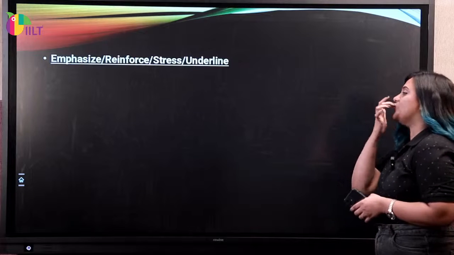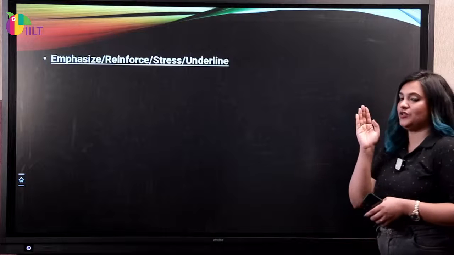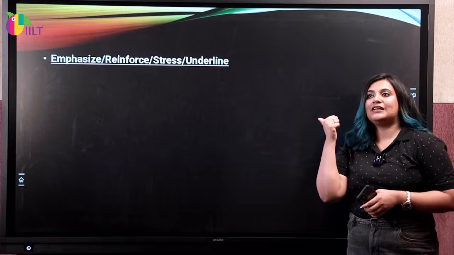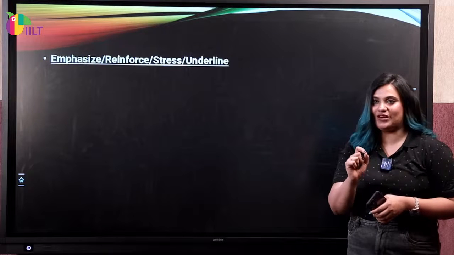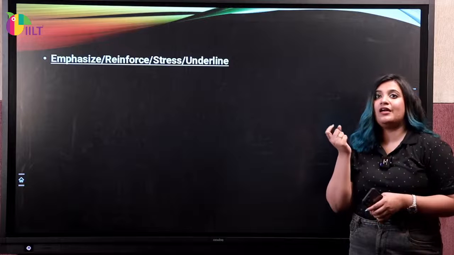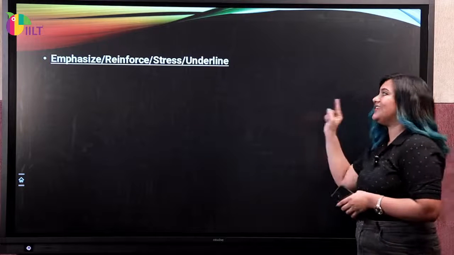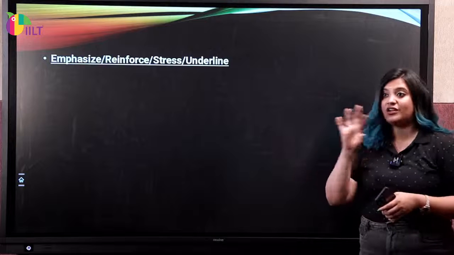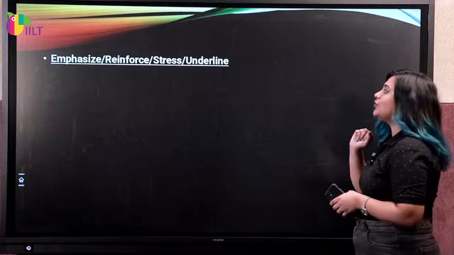Okay, the next set of action verbs: emphasize, reinforce, stress, underline. These are also very popular when it comes to the exam cue cards. You can see this if you have the habit of following the exam cue cards, and if you look at them very closely, you can see these words recurrently. These are very common in that. And how you can do it.